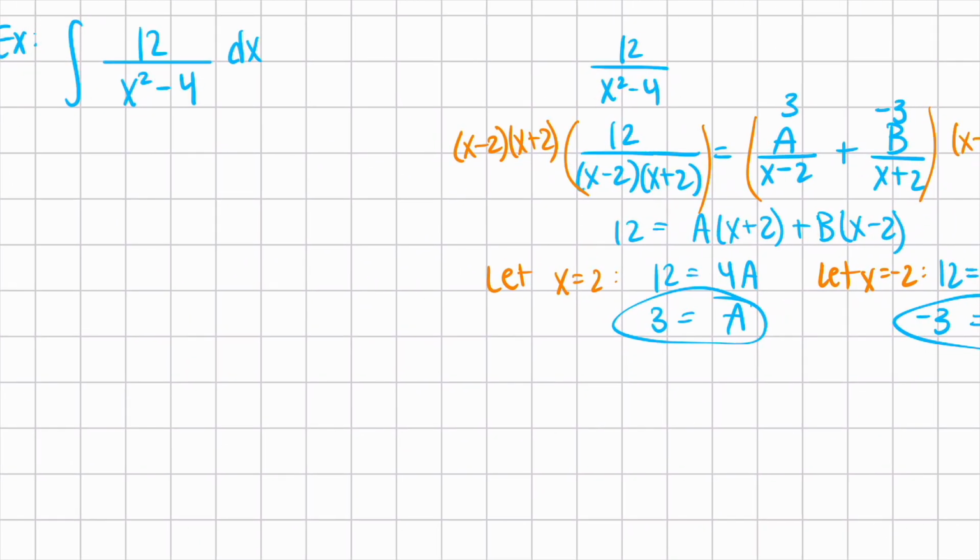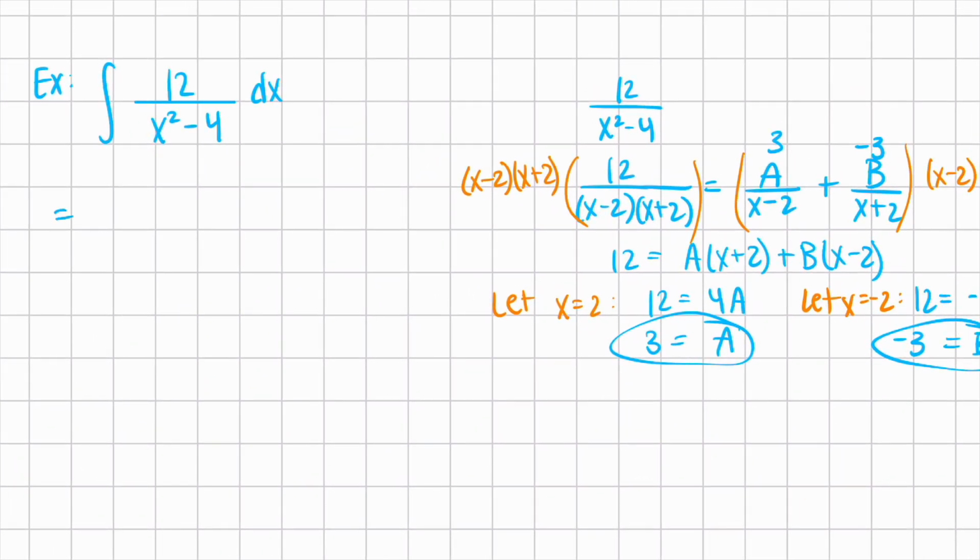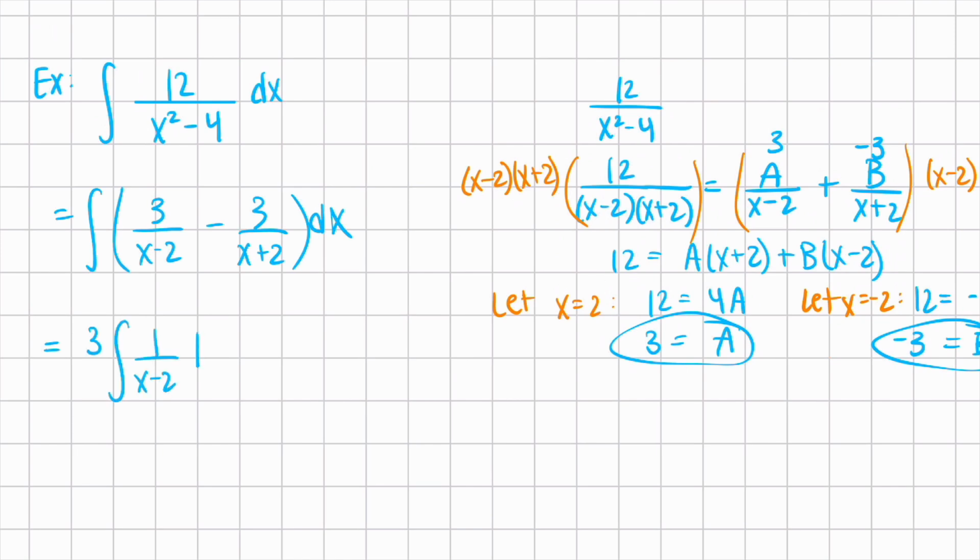So I can go back to my integral. I can say this equals 3 over x minus 2 minus 3 over x plus 2 dx. I'm going to split this into two separate integrals, and I'm going to bring my constants out front.